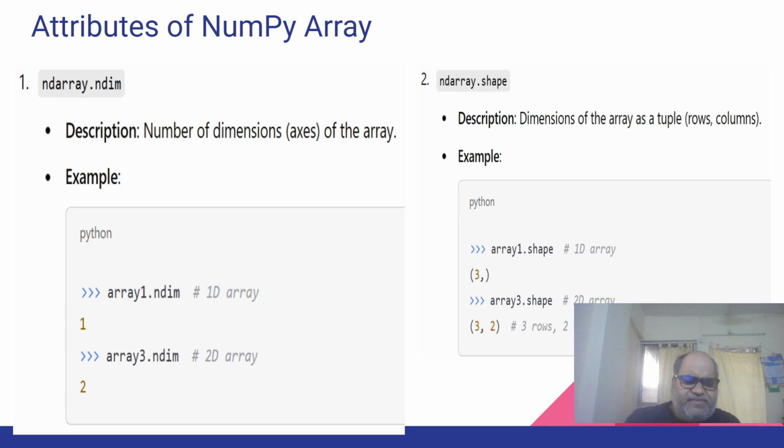So ndim, the number of dimensions. For example, if you look at array 1, we know it is one-dimensional. Array 3 is two-dimensional, and that's why you are correctly getting those outputs. Shape is how many rows and columns. So for array 1, the column is just one, so it is just saying 3 comma. Array 3 is 3 rows and 2 columns, right? So 3 by 2.